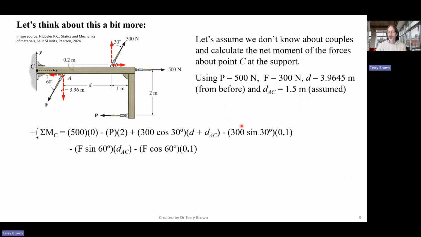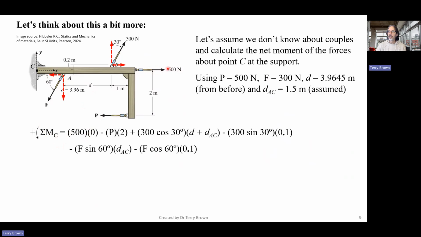All right, so let's do the sum of the moments. So now, in writing the equation for what I'm doing, I need to indicate here that I'm taking moments about point C, in the formula or the equation. Right, so sum of the moments about point C, taking anti-clockwise as positive. Let's work our way through the forces.